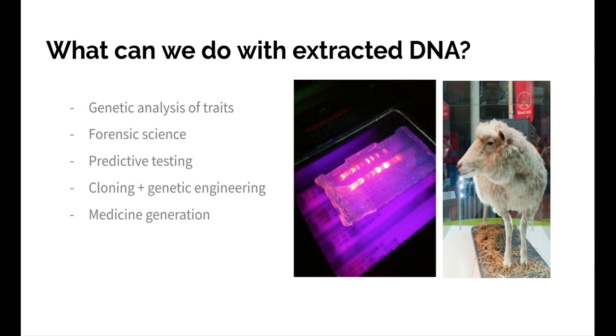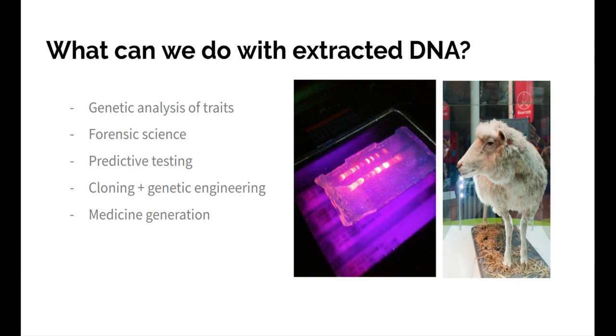We can also use it to make clones and to genetically engineer organisms. And so that second picture is Dolly the sheep. That is the first successful viable clone that human beings have ever produced. She was cloned and she was born as a baby, and she grew up to be exactly genetically identical to the organism that the sample was originally taken from.